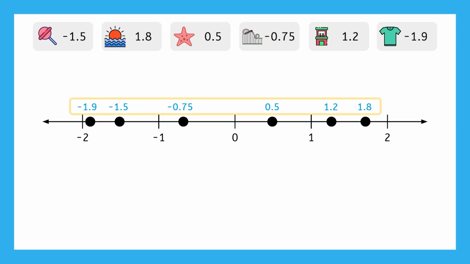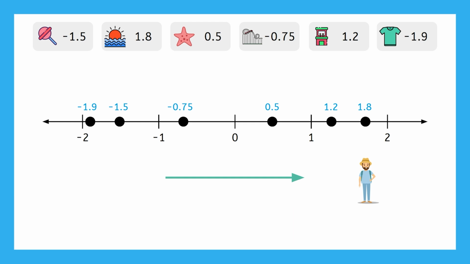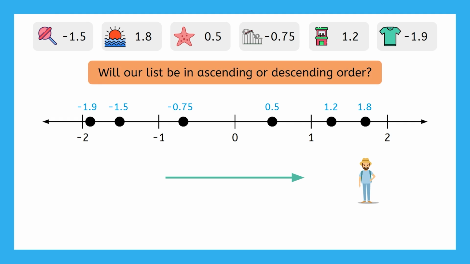I want to start at the attraction all the way to the left and walk until I get to the attraction farthest to the right. Using what we know about how values increase and decrease on the number line, would we be putting these values in ascending order from least to greatest, or in descending order from greatest to least? Well, since numbers get larger as we move to the right on the number line, we'll be putting these values in ascending order.